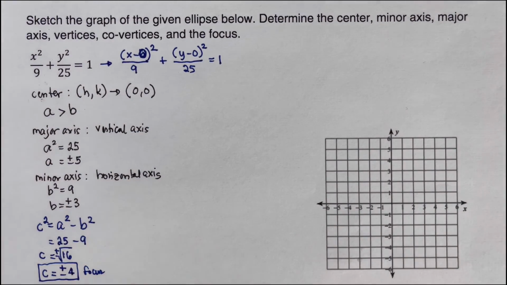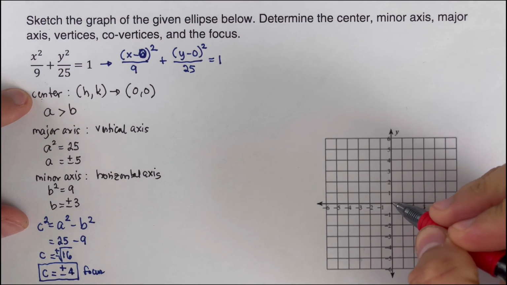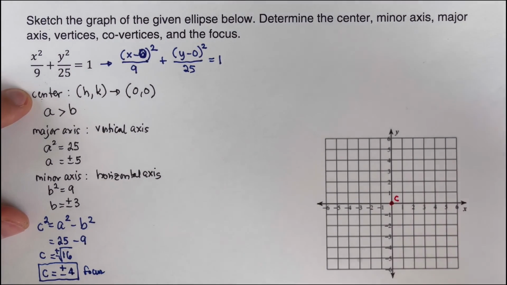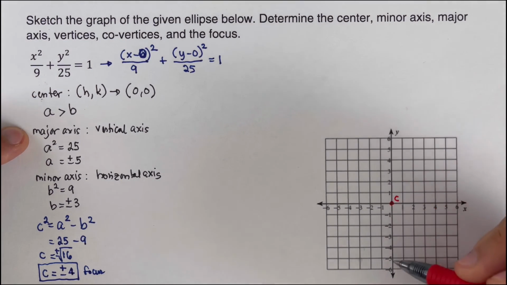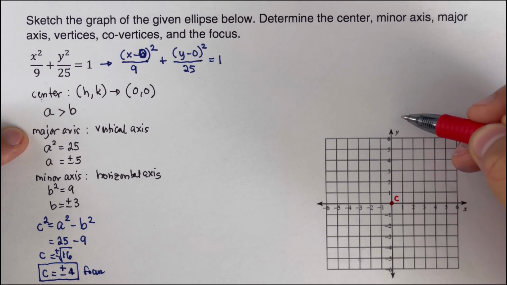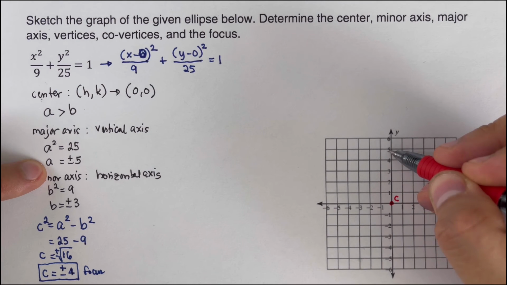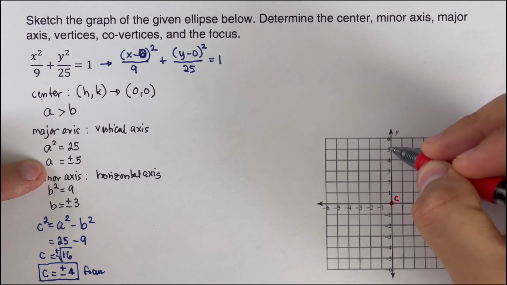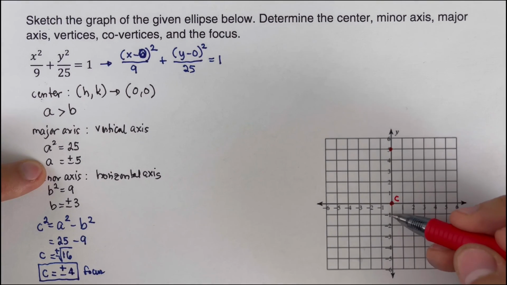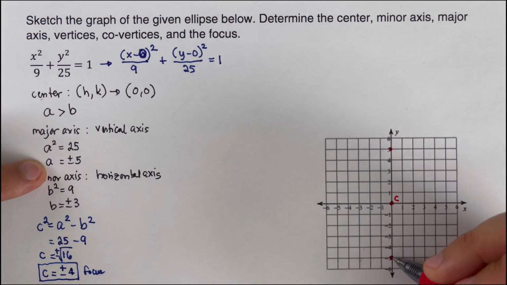So we're going to start by plotting the center. So the center is at (0, 0). So I'm just going to label that as letter C. And then our major axis is the vertical axis. Now we remember that in the vertical axis, that's where we find the 2 vertices and the 2 foci. So the vertex is plus minus 5 from the center. So 1, 2, 3, 4, 5. This is our first vertex. And then that's a minus 5. So 1, 2, 3, 4, 5. This is the second vertex. I'm just going to label that as vertex and vertex.